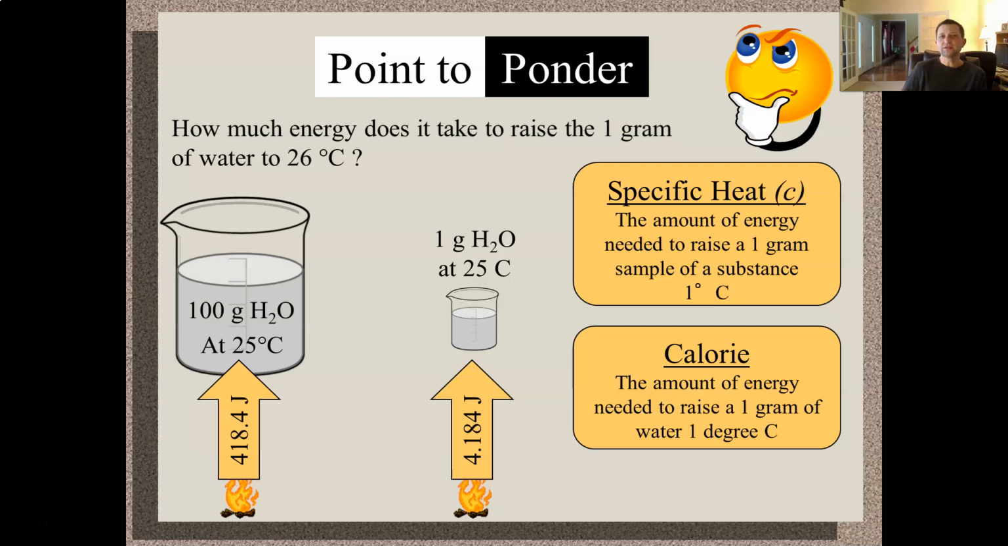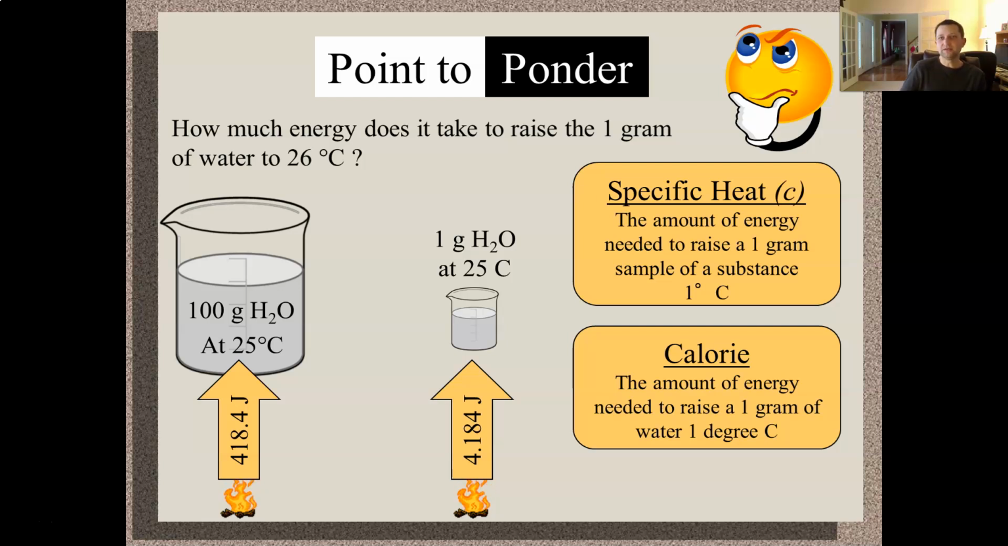We can relate this to a calorie. So a calorie is the amount of energy needed to raise a 1 gram sample of water by 1 degree Celsius. So we can see on the screen here we have 4.184 joules of energy to raise 1 gram of water by 1 degree Celsius. That is the same as 1 calorie.